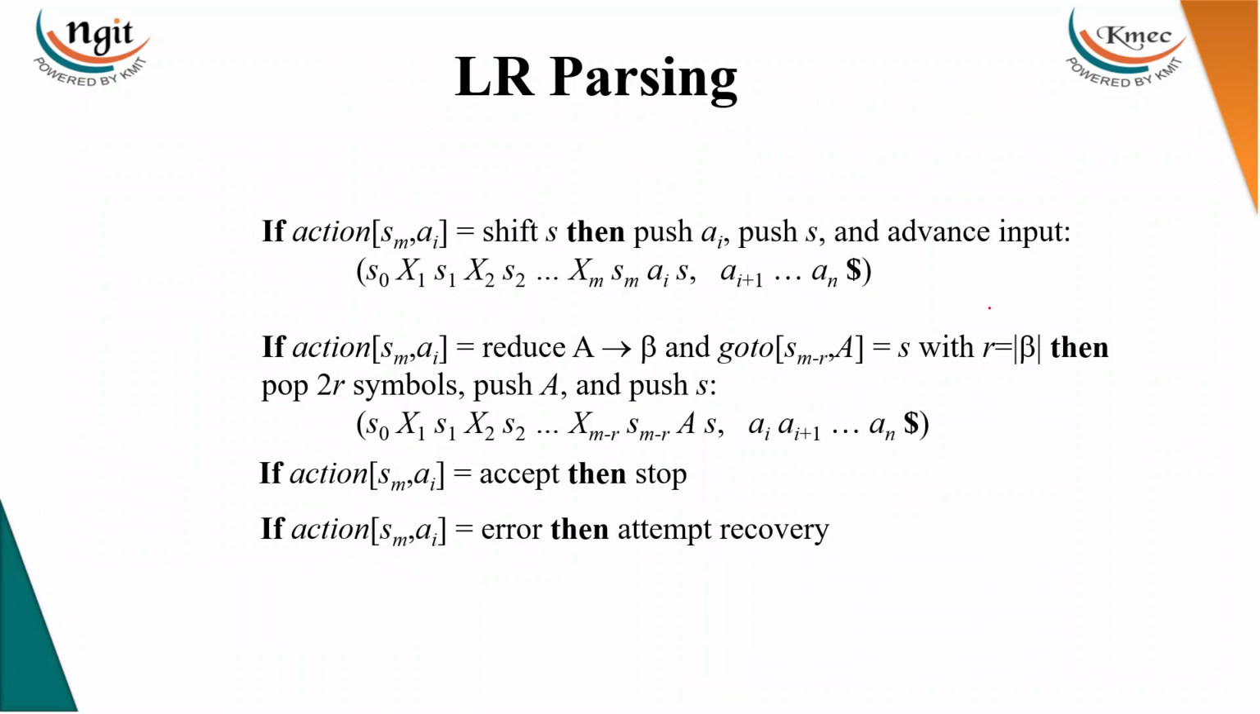So the algorithm is: if the action is S, a shift action, then we have to push a[i] and also the state number we have, and read the next input symbol. If it is reduce, we have to pop the symbols, which is 2 times the length of the right-hand side. Like if we have 3 symbols, we pop 2 into 3, that is 6 symbols. If the action of s[m], a[i] is accept then stop; if it is error then we say it is a syntactic error. Of course you might have some doubts here, so let me explain with an example.